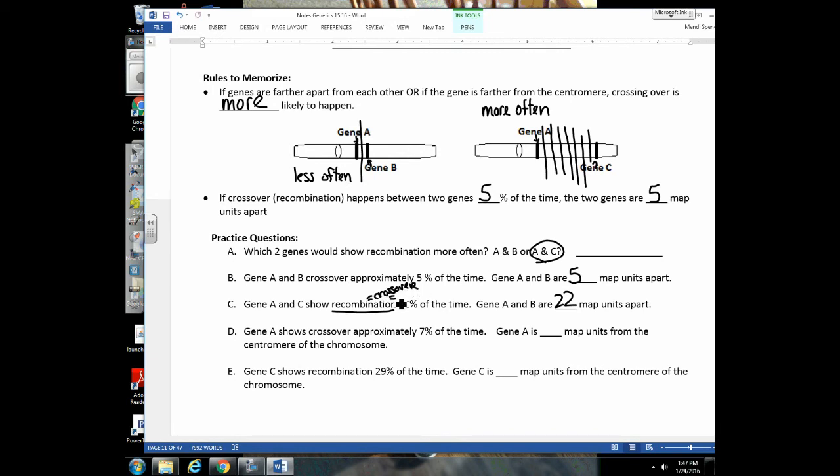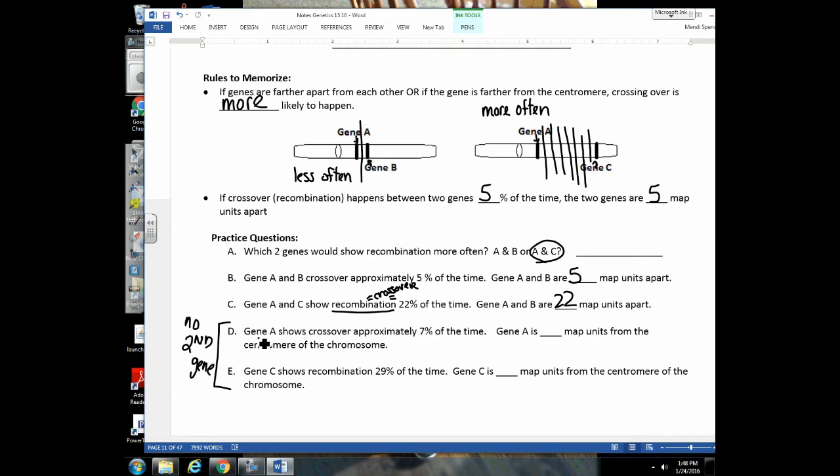Gene A shows crossover approximately 7% of the time. Gene A is how many map units from the centromere? Notice in these problems, we're not really mentioning a second gene. We're just talking about one gene here, gene A. There's no mention of gene B, gene C, or anything. So in this situation, we're just seeing how far away gene A is from the centromere.